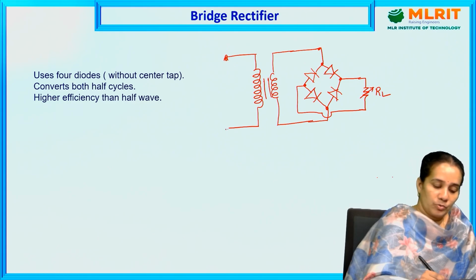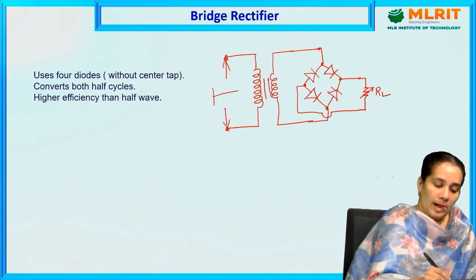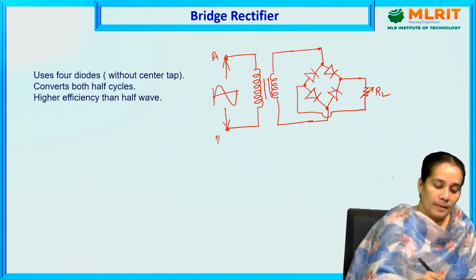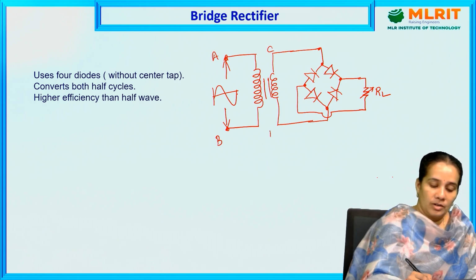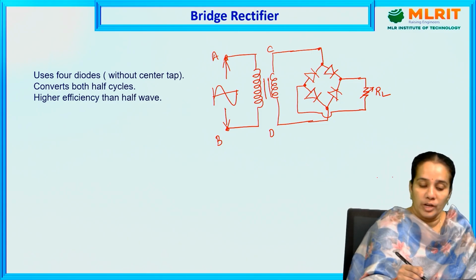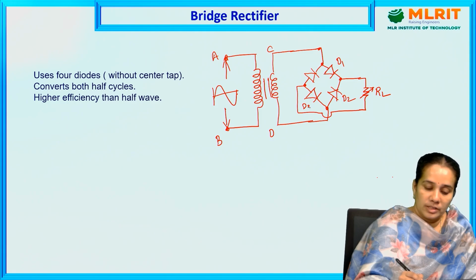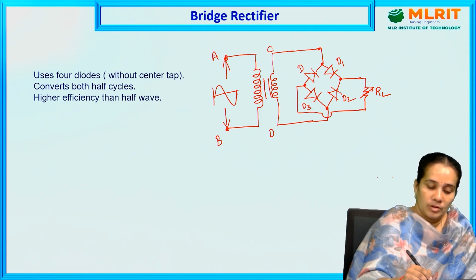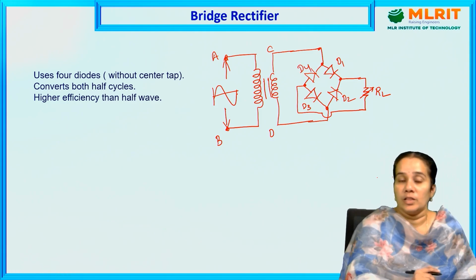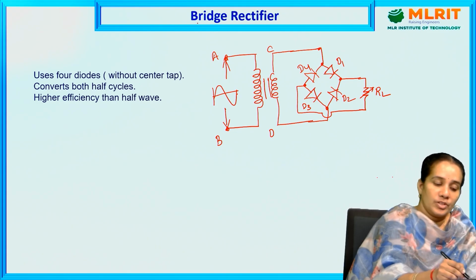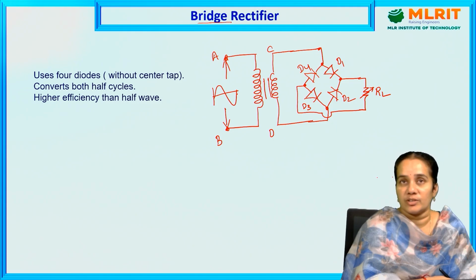So what is the input for the bridge rectifier? AC input. So let us consider the nodes as node A, node B, node C and node D. Here we are using the 4 diodes: diode D1, diode D2, diode D3 and diode D4. All these diodes are arranged in the form of a bridge. That's why it is called a bridge rectifier.